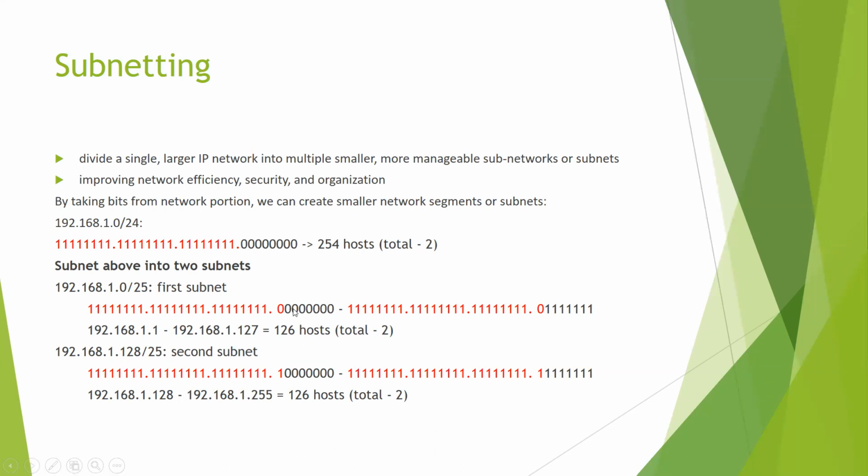So if we go to 26, we're going to take another bit from here, right? So it's going to be 00. This one is actually 64. This is 128, because 1, 2, 4, 8, 16, 32, 64, and 128. The position of the bit denotes the network, right? So I'm going to say 192.168.1.0/26. That's the first subnet. Then it's going to be 192.168.1.64. That's the second subnet. Then 128. That's the third subnet.